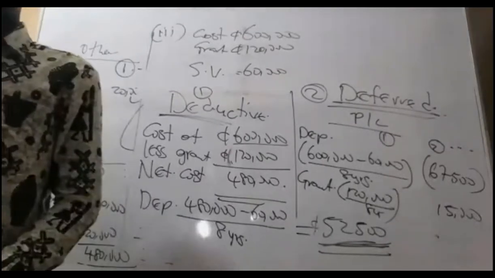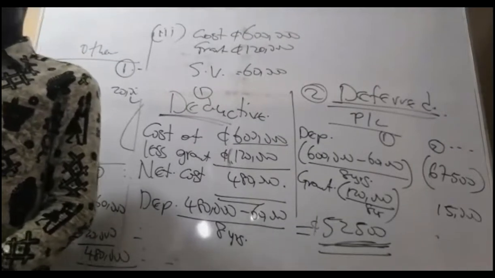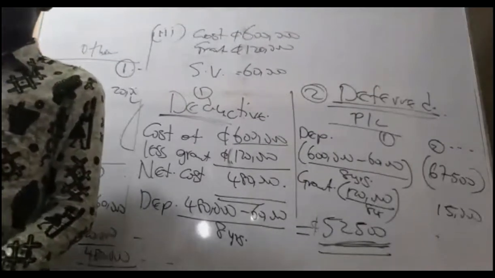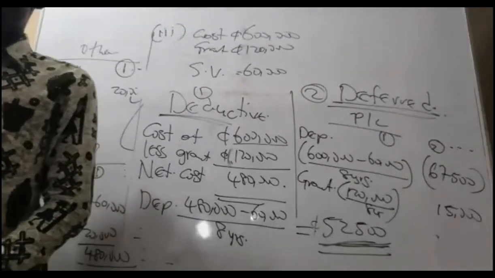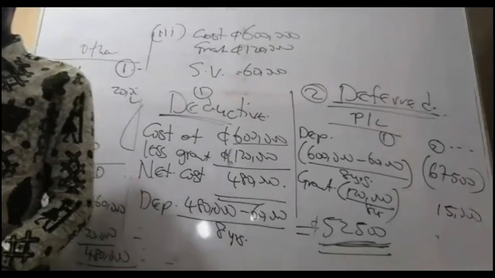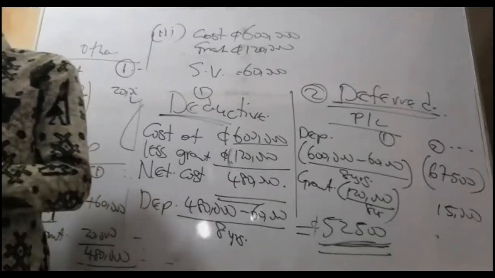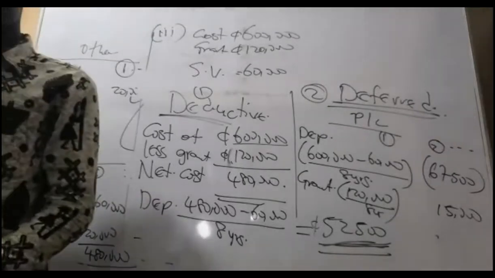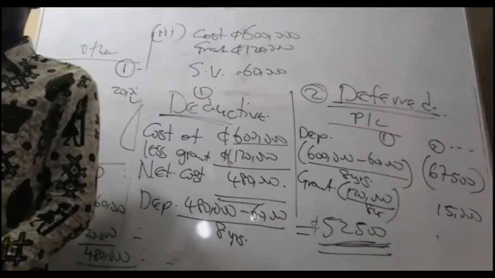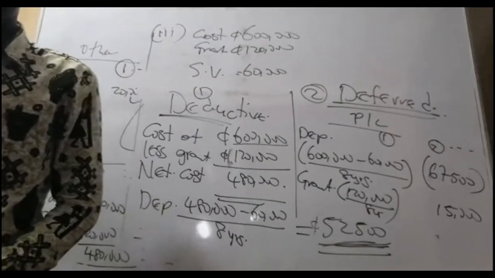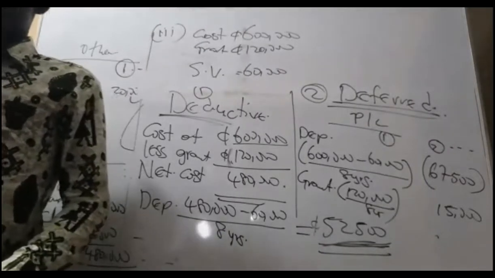Now, with the life of the grant, yes, it will always be equal to the life of the asset because the grant will be spread on what? On the useful life of the asset. So it will be amortized over the useful life of the asset. So the grants have to be spread over what? The useful life of the asset. So definitely the life of the grant will be over the life of the asset. Great. So basically that is the game.